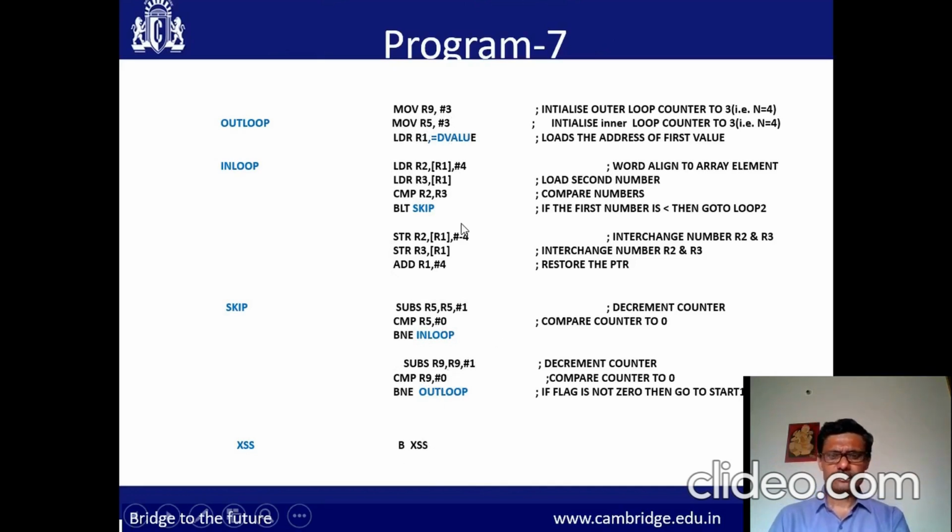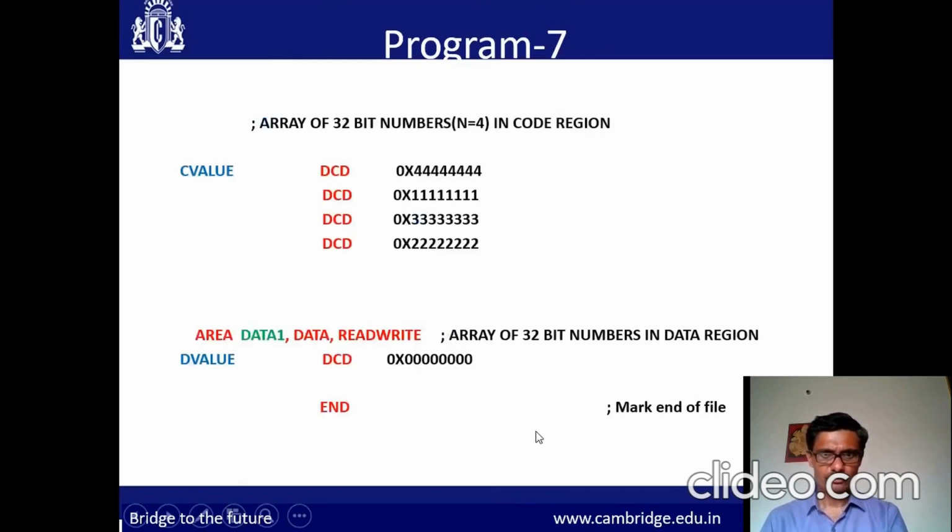So at the end of this, you can check the sorted data in the data memory location. How to check it? The data pointer is R1. You have to see what is the content of R1. That memory location you have to use. So this is the code region and this is the data region. This is read only. This is read write part.